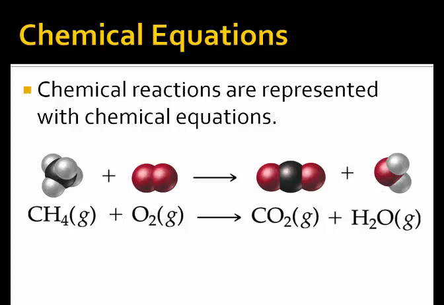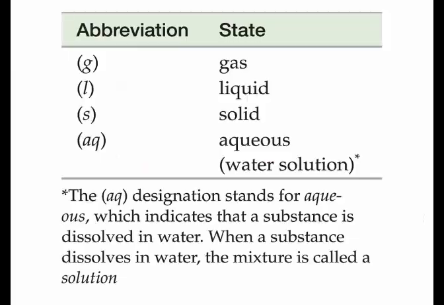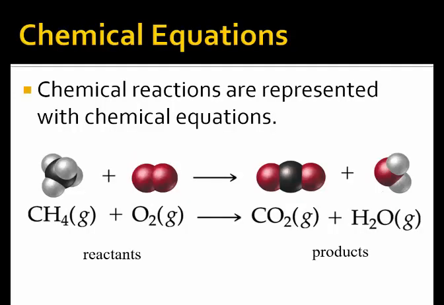Notice that the compounds on the left-hand side of the equation, what we start with in a chemical reaction, are called reactants. And what we end up with in a chemical reaction, on the right side of the equation, are called products. Now let's take a look at some of the symbols that you see in this chemical equation.